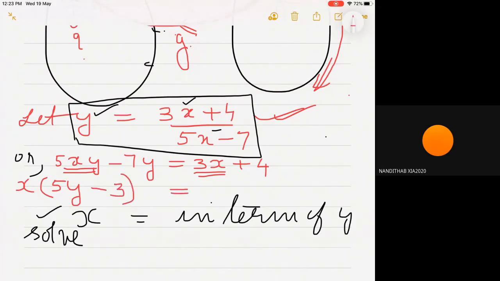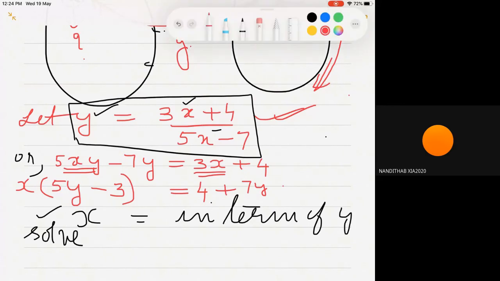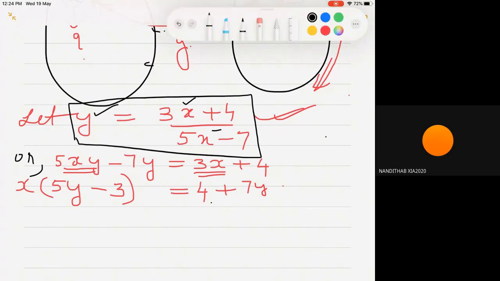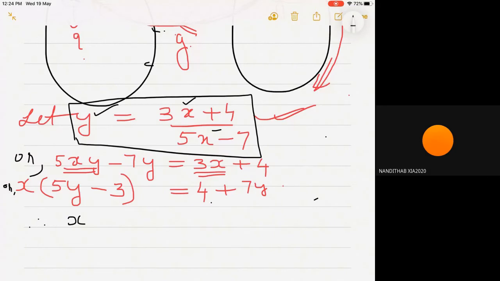Now keep all the y terms as well as the constant on the other side. So we'll get 4 + 7y. Now from here you will get the value of x. What is the value of x here? Therefore, x = (4 + 7y)/(5y − 3).